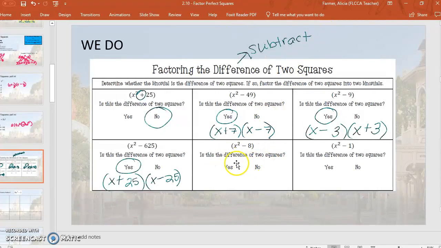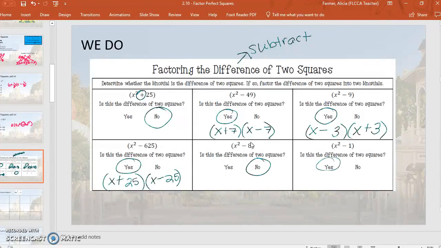This one is a difference of 2 squares. Got a minus sign going on. Beautiful. X squared is a perfect square. Oh, hold on. There's no number that I can multiply by itself to be 8. So that's a big fat no. Can't do that. I can't use this method.